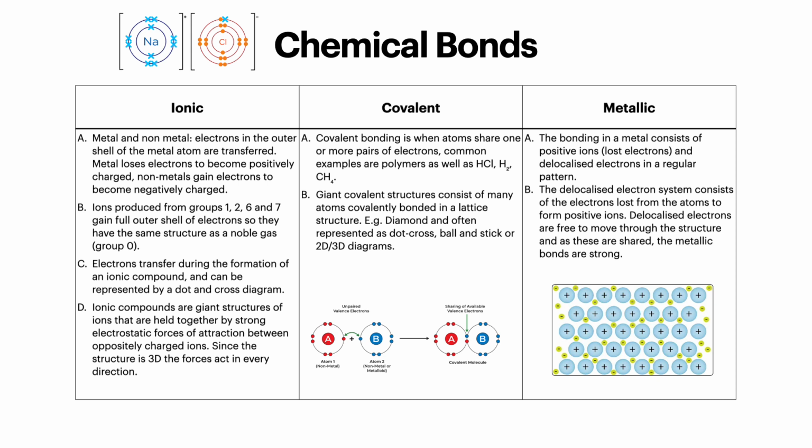This is bonding in metals consisting of positive ions, so basically atoms that have lost electrons, and then these delocalized electrons. The positive ions are in a regular pattern, but the delocalized electrons are just moving around them. They don't have a set place, they just freely move, which makes a massive difference to their properties. The delocalized electron system consists of the electrons lost, and these are free to move through the structure and so are shared. And as these are shared, the metallic bonds are strong.